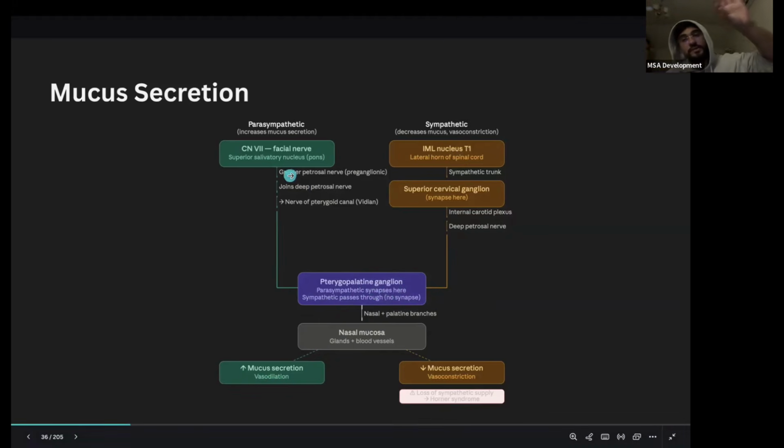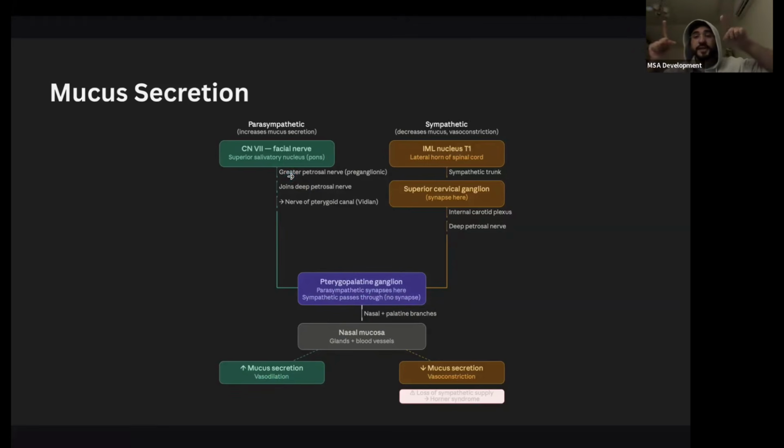So the greater petrosal nerve joins the deep petrosal, becoming the nerve of the pterygoid canal. It goes to the pterygopalatine ganglion. They synapse there, and then basically provide parasympathetic innervation to the nose, causing vasodilation and increasing mucus production.